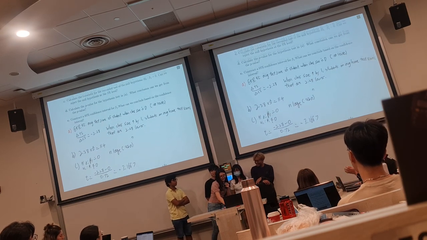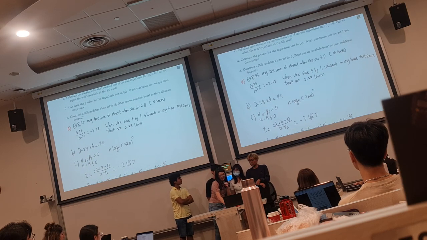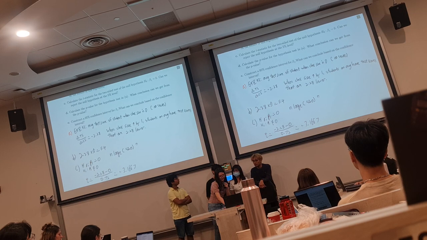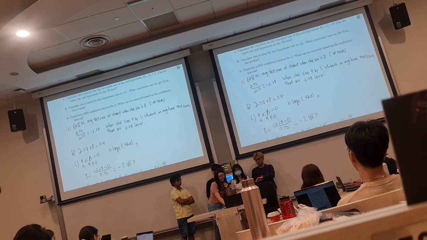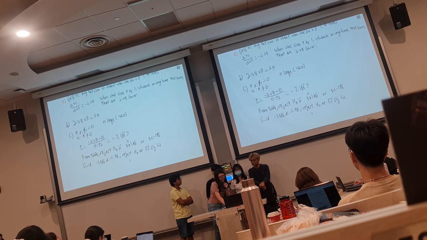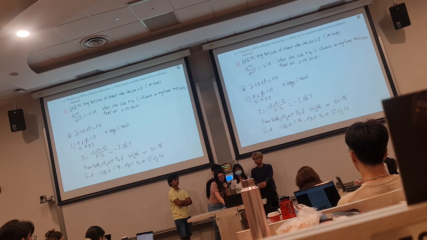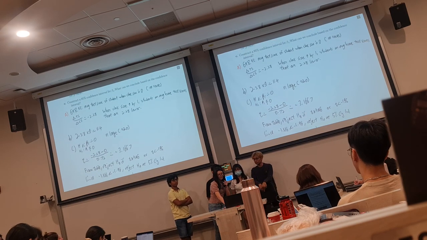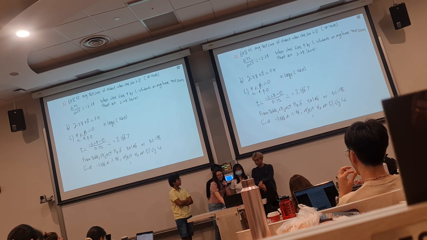For part C, the null hypothesis is B1 equals 0, and the alternative is B1 not equal to 0. Then after you calculate the t-statistic using the formula, you get 3.1667. Then after that, H0 is rejected because t is more than 1.96. So that's why it's rejected at 5%.